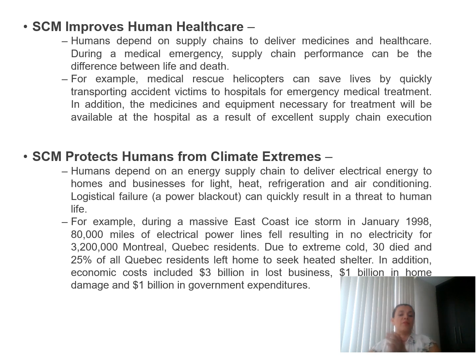And I love this example because they say during a massive ice storm in January 1998, 80,000 miles of electrical power lines fell, resulting in no electricity for most of the area, Montreal and Quebec. But this was a very strange call. 30 people died, 25% of Quebec residents left home. So at the end, the whole government spent 1 million in home damages and 1 billion in government expenditures, but it got resolved very fast because the whole supply chain helped to get the electricity, energy to homes and businesses as soon as possible.